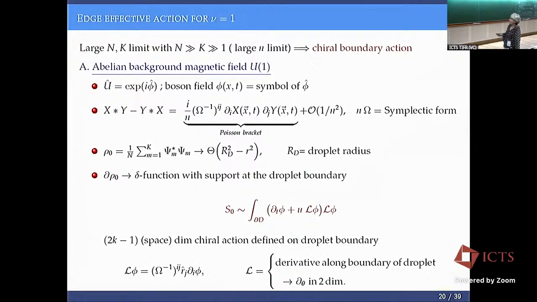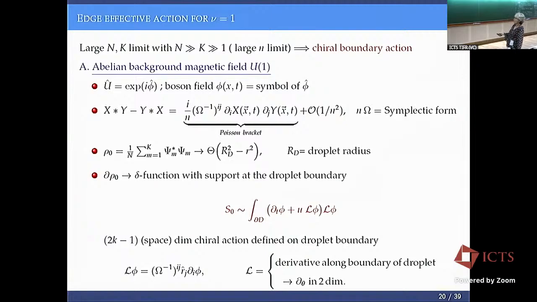Now, one important thing, a key ingredient that we use to derive this, is the fact that the star product is non-commutative. Essentially, in the large N limit, the star product commutator is essentially the Poisson bracket, where this now acts as a symplectic form. So this is a nice feature.